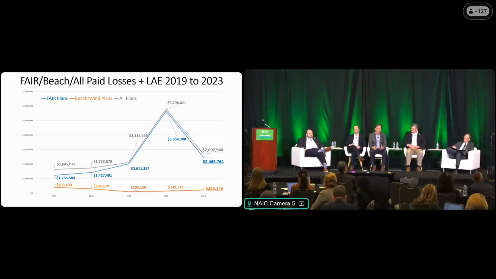And if you notice on most of these slides, there's an orange line on the bottom, and that's the beach plans. And the beach plans have not seen the amount of growth that the fair plans have, because the fair plans offer broader coverage. That broader coverage is what's being requested by consumers in order to protect their resources and their assets.